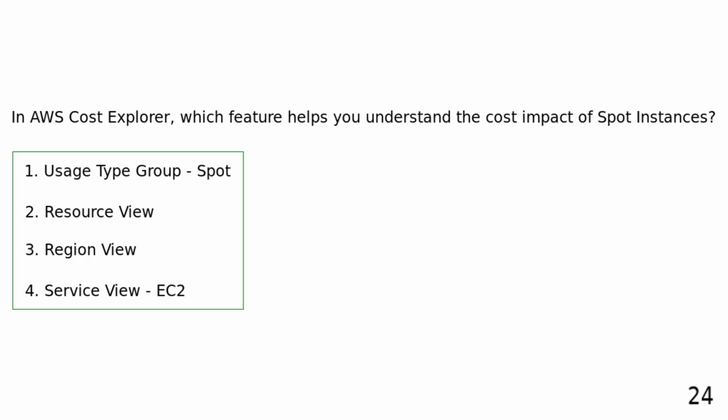In AWS Cost Explorer, which feature helps you understand the cost impact of spot instances? Usage type group, spot. Resource view. Region view. Service view, EC2.